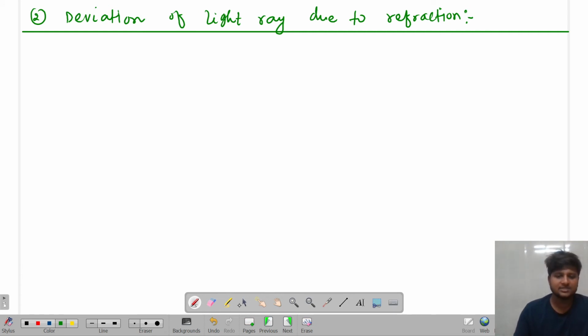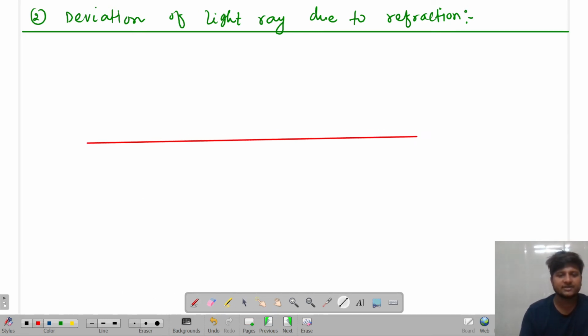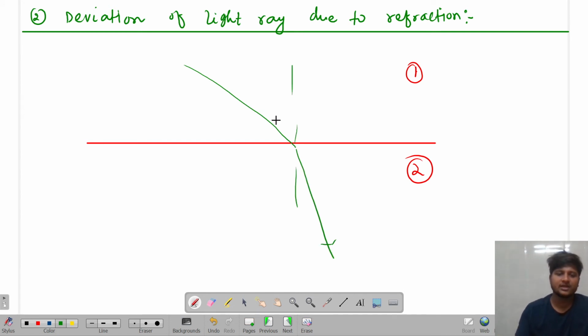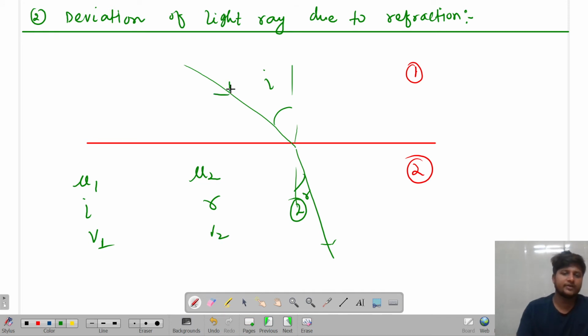Please be a little bit consistent. Again, I'm telling you a little bit of reconcept. Let's suppose an interface is there, this is medium 1, this is medium 2, and light falls this way and goes this way. Let's suppose the angle is I and the refraction angle is R. Here I have mu 1 with speed V1, here mu 2 with speed V2.